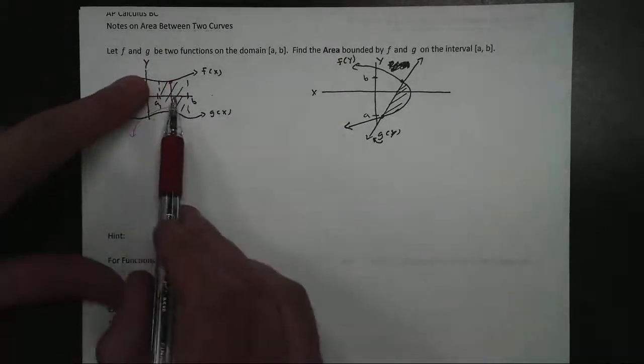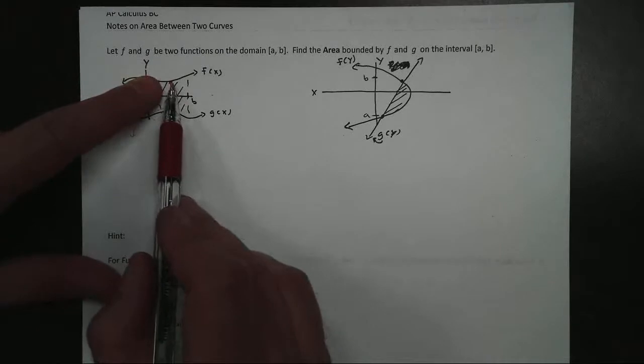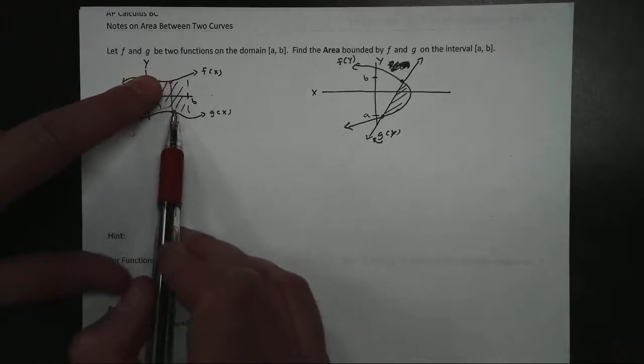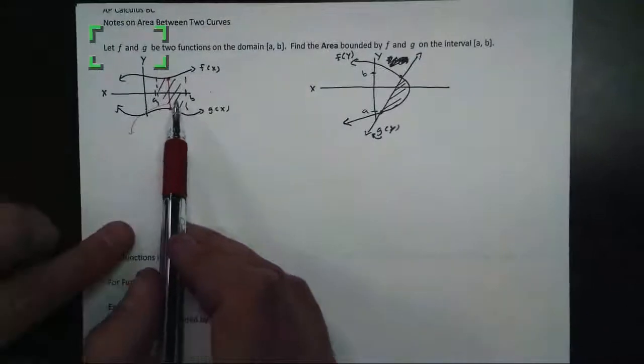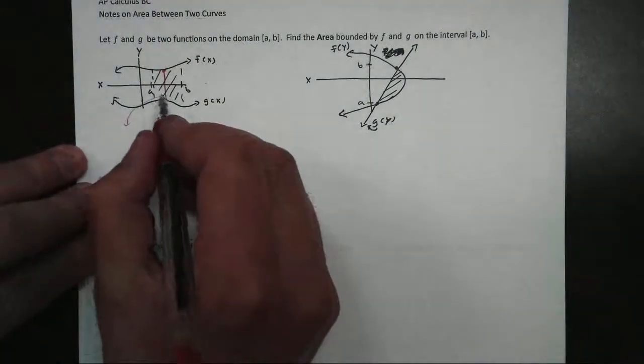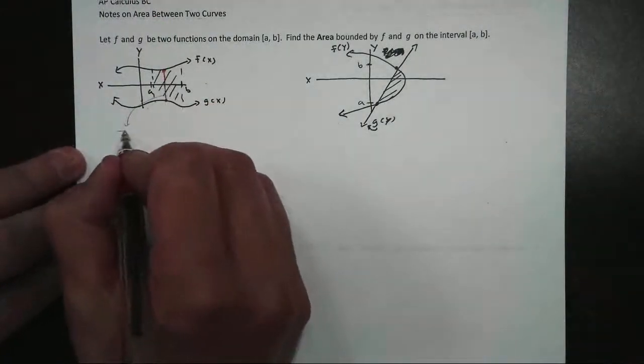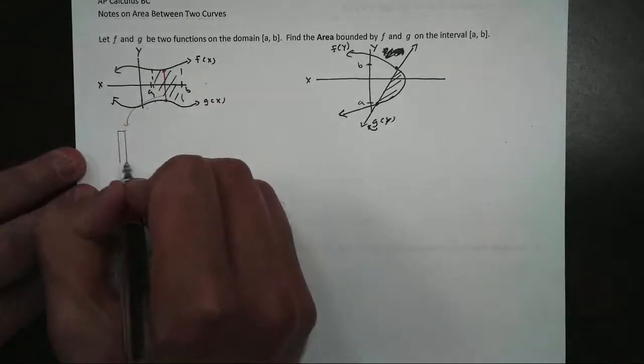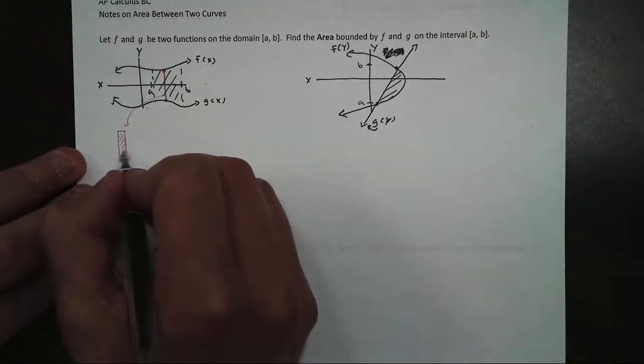Now, if you notice, what I drew here is I drew a line connecting f and g. Well, secretly, that's not a line. It's a rectangle. So what we're going to do is find the area of this infinitely tiny little rectangle. So to do that, let's blow it up. I'm going to blow it up like this. There it is. There's the area of this little rectangle right here.